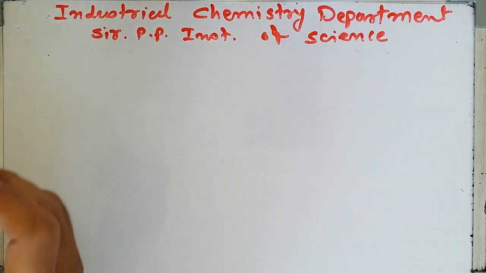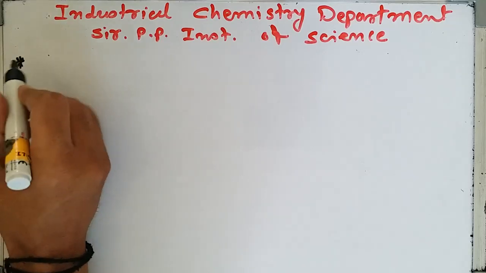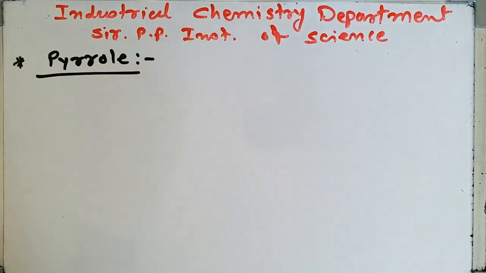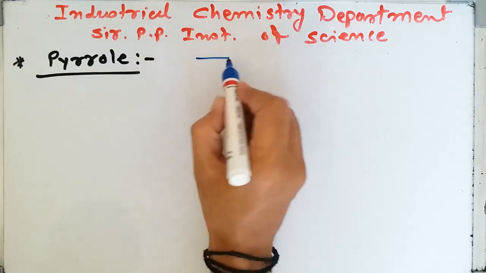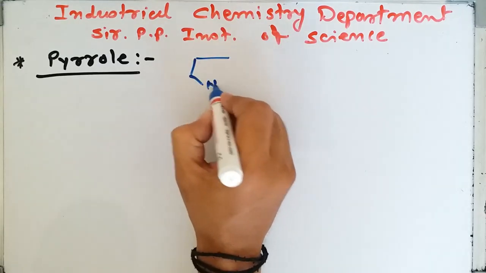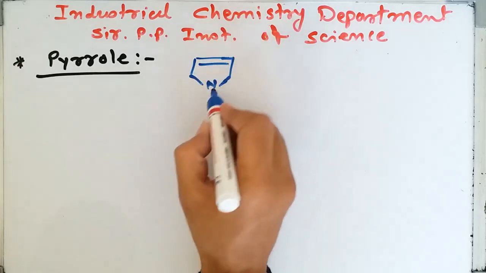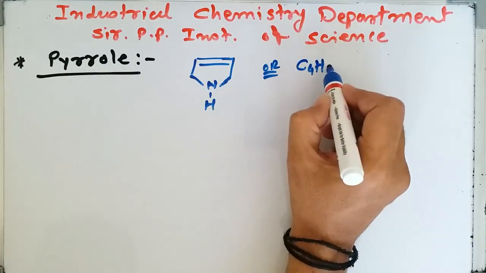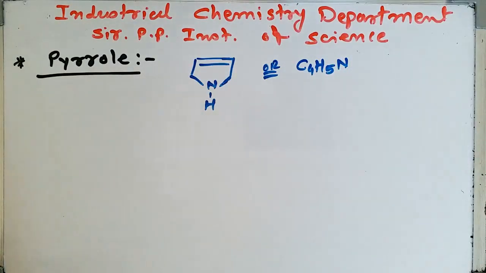5-member ring containing one heteroatom. Our first compound, pyrrole. Chemically, we describe the structural formula of pyrrole by this. Here are the double bonds, and the formula is C4H5N, with positions 1, 2, 3, 4. C4H5N. This is pyrrole.